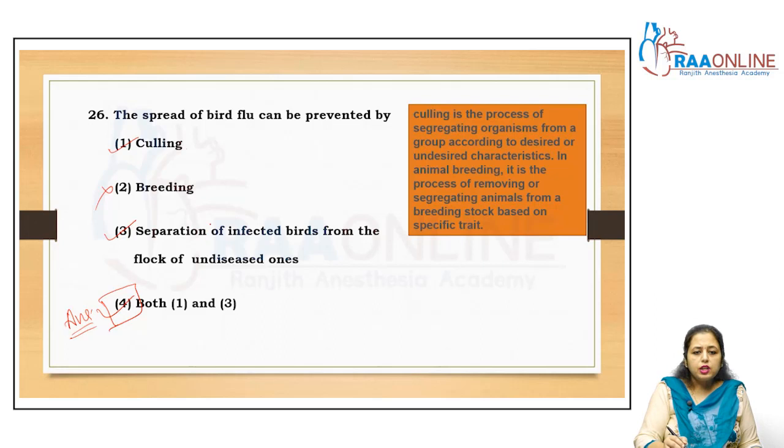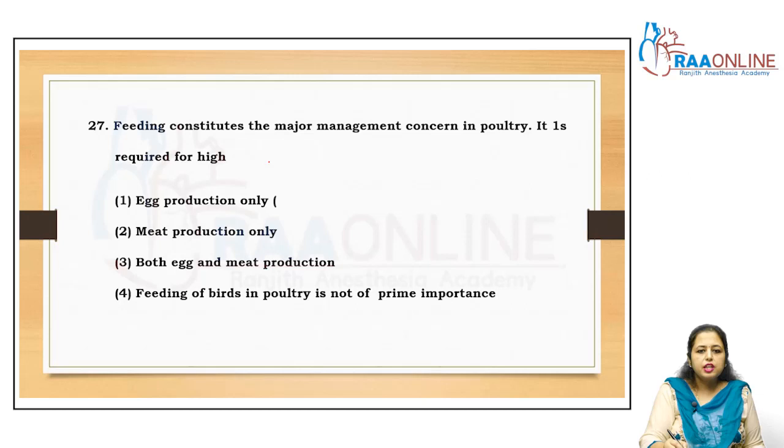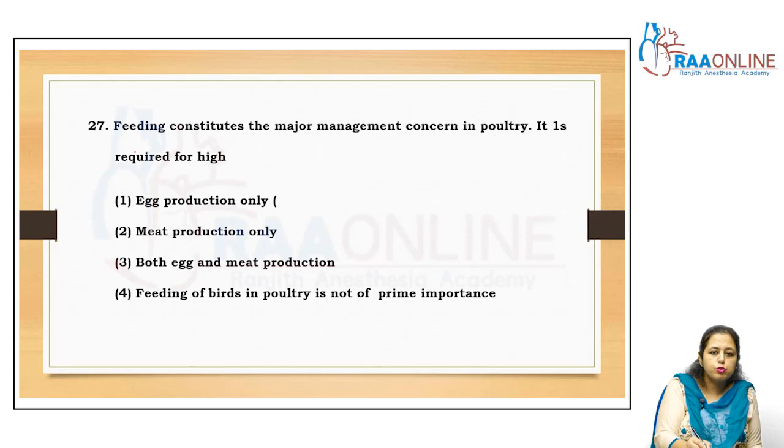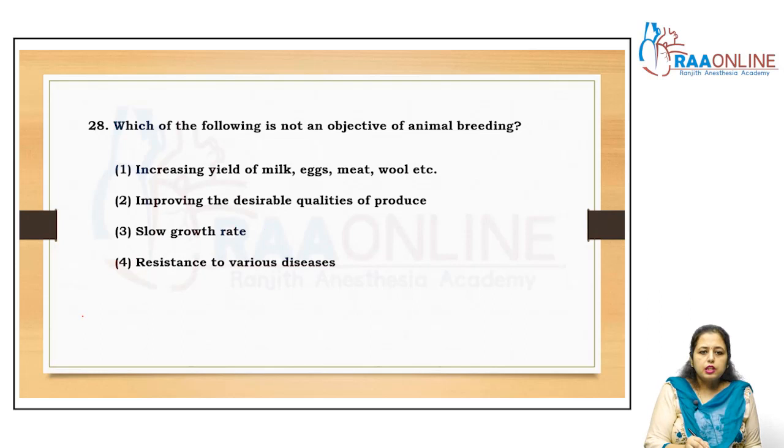Feeding constitutes the major management concern in poultry. Is it required for egg production only? We know that in poultry, the eggs are formed by the chickens, right? The layer gives the egg, and broilers are used for chicken meat. Meat production only, both egg and meat production. Feeding of the birds in poultry is not of primary importance? So it is required for both egg and meat production, right? So the answer is C, that is third. Come to the next.